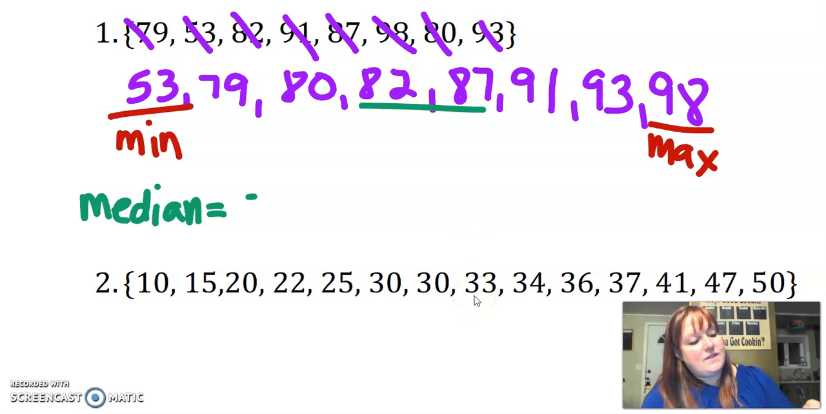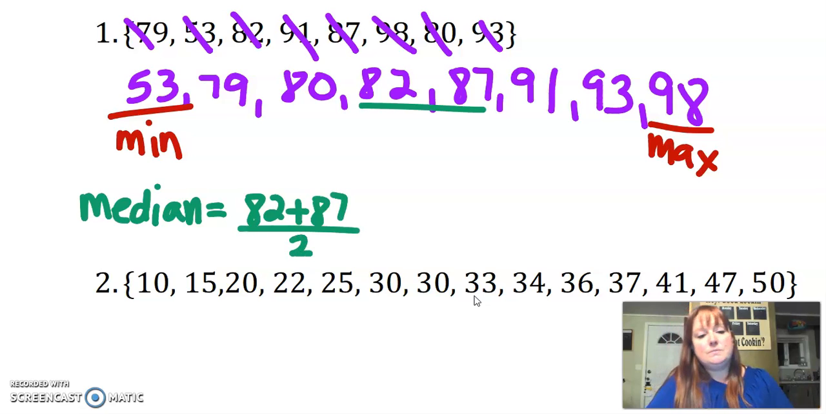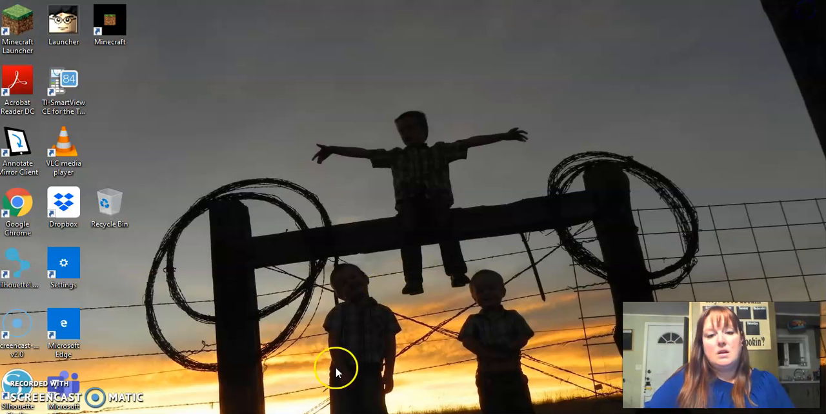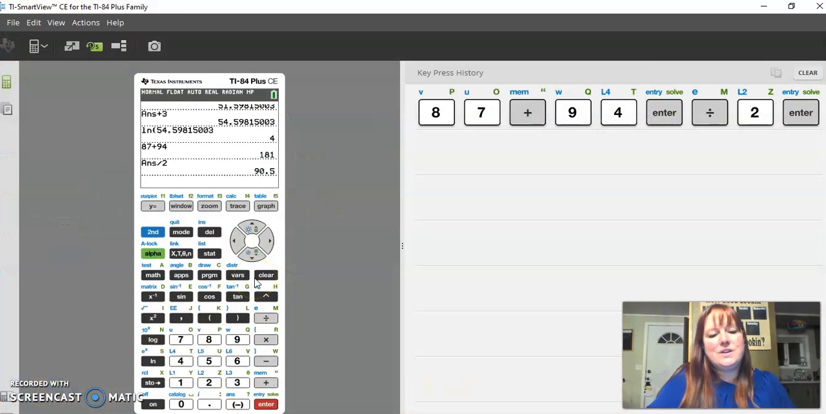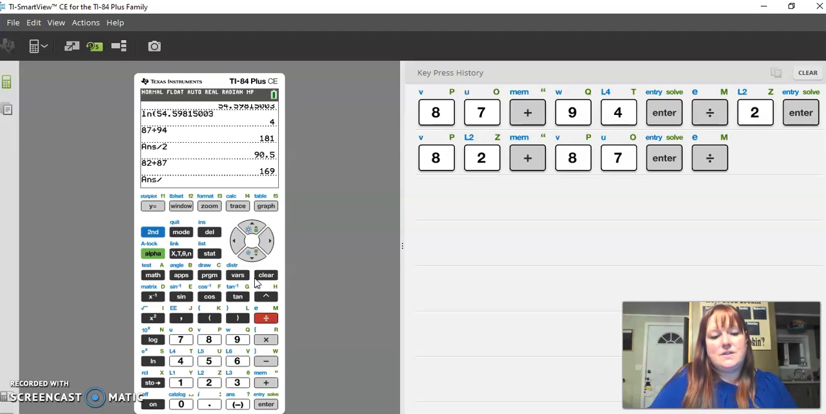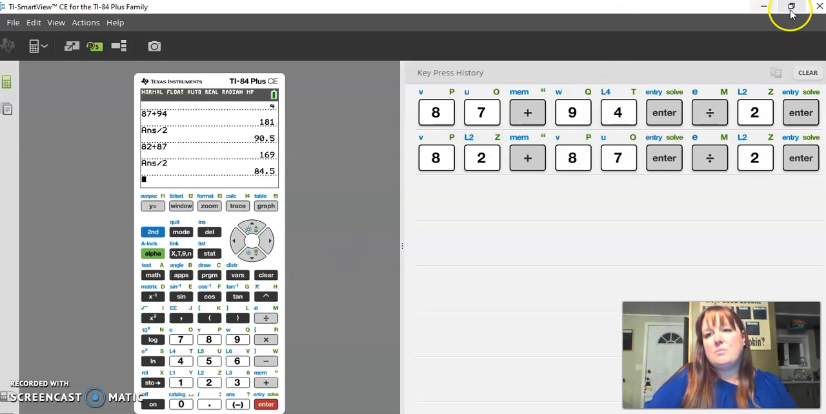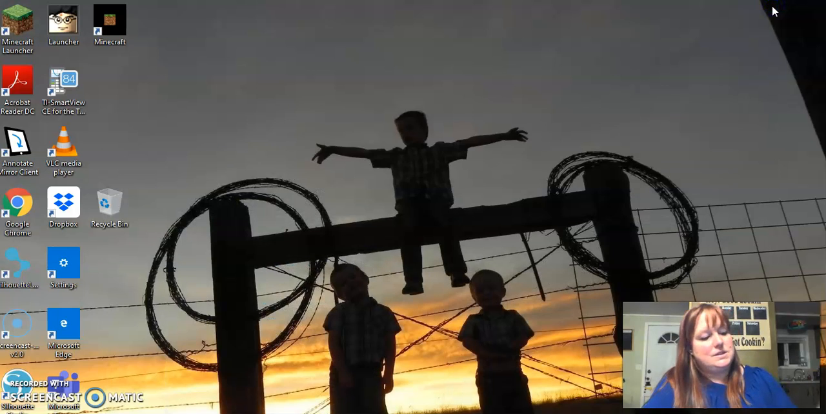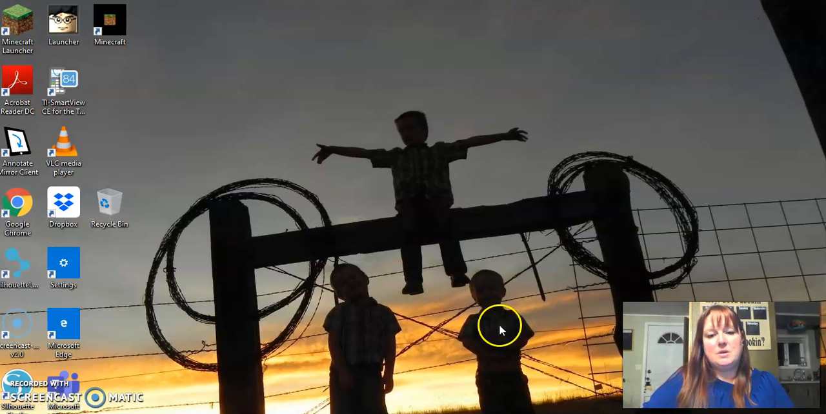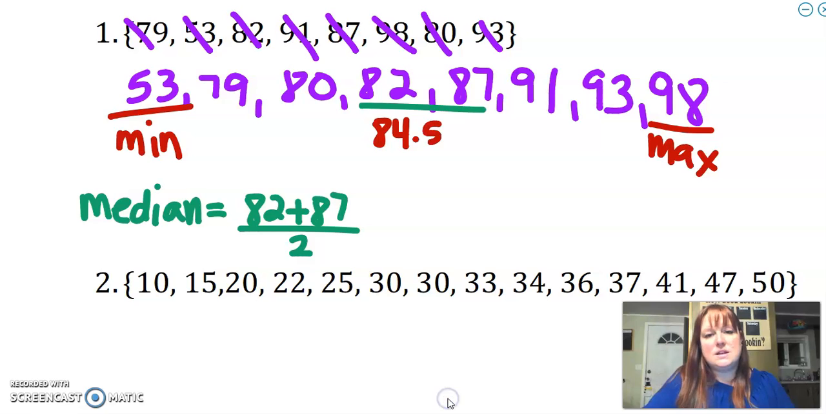Okay, so we have 82 plus 87 divided by 2. You can put that in your calculator, or you could figure it out in your head, which is fine. Divided by 2, 84.5. So our median is 84.5. You can't see that because I forgot to put that back up. You're just looking at my cute kids there. Okay, 84.5 is our median.